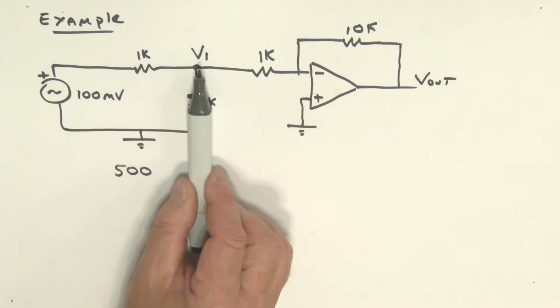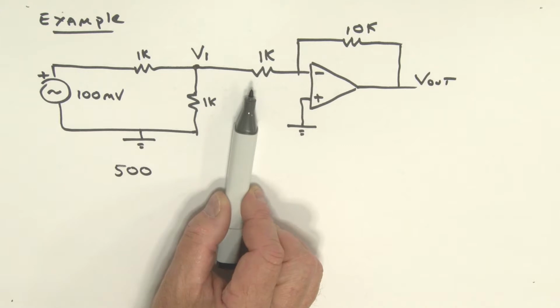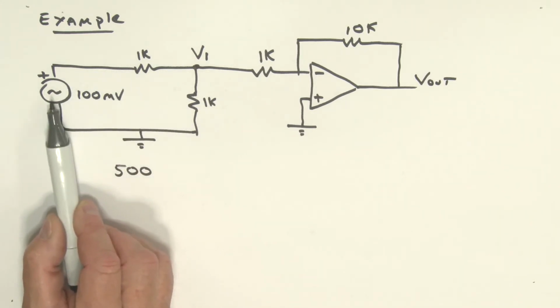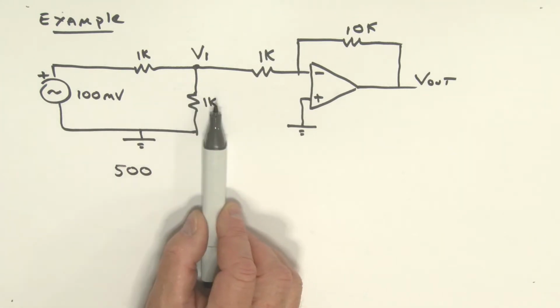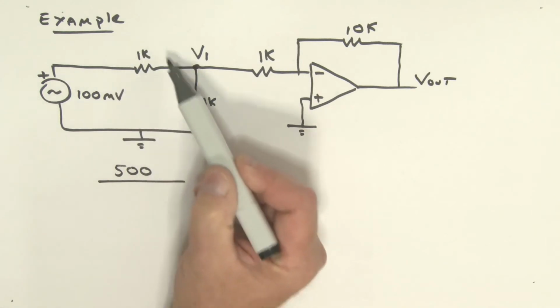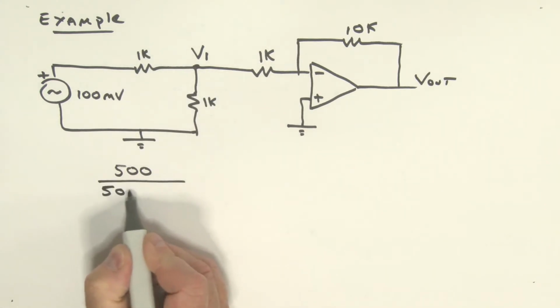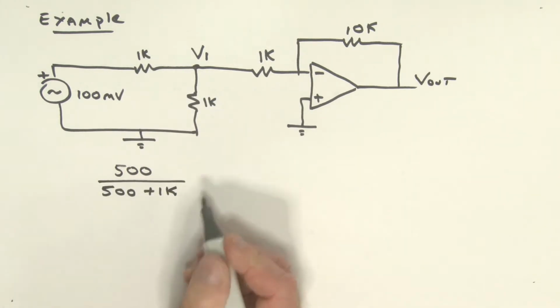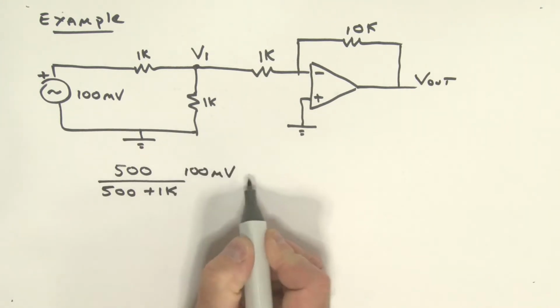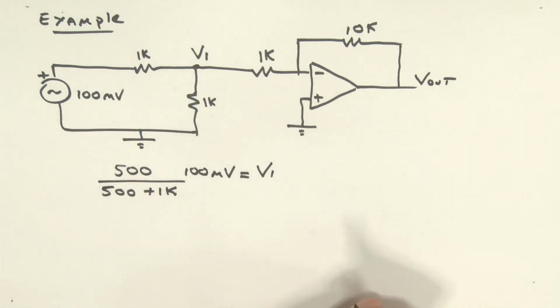So this is an equivalent now of 500 ohms, taking into account that input resistance. And it's potentially voltage dividing that 100 millivolts. So it's really 500 divided by this 500 in conjunction with that 1K, so that's 500 plus 1K, and that is multiplied by that 100 millivolts, and that is equal to my V1 voltage.